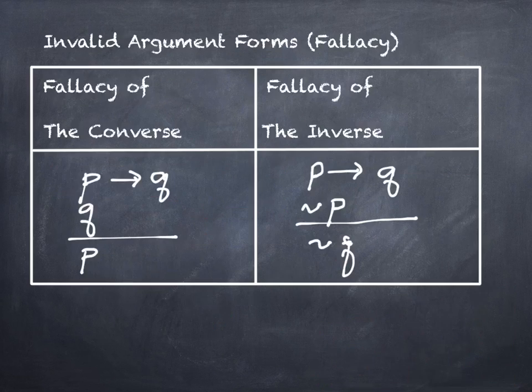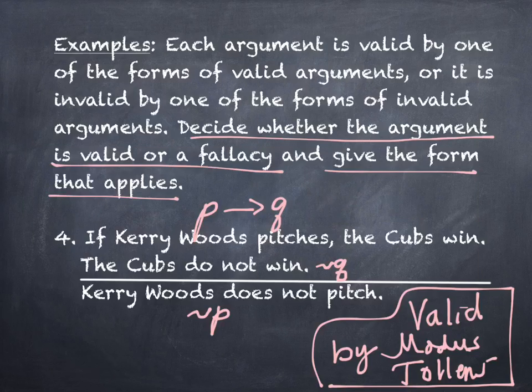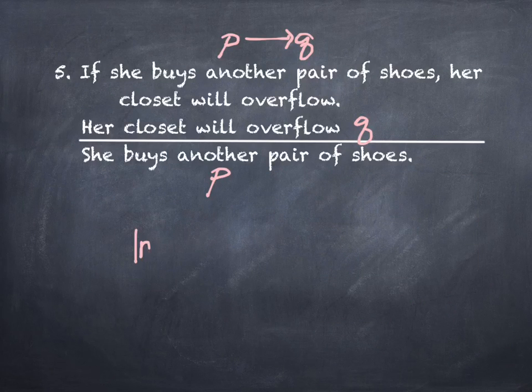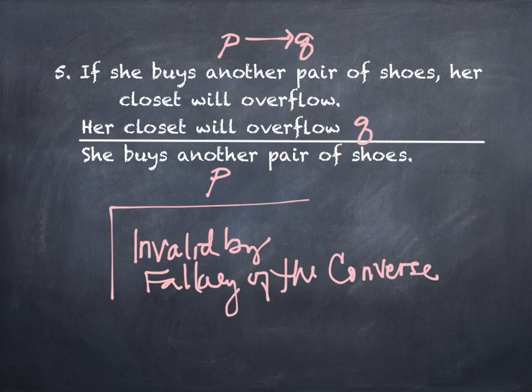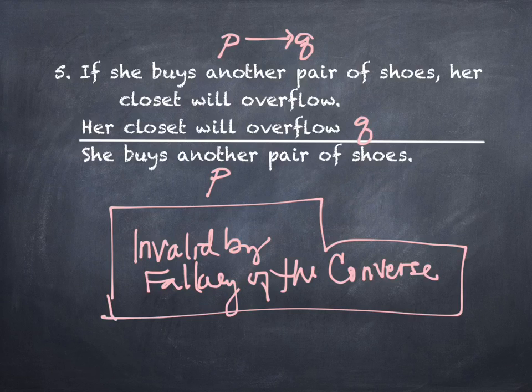And if we're matching that up, that actually matches up exactly to the fallacy of the converse. So this is a fallacy, or it is invalid, by the fallacy of the converse. Right? Because in theory, what we're saying on this particular one is the closet overflows, but maybe it wasn't because she bought another pair of shoes. Maybe she bought two more coats or something like that, and now the closet's overflowing. And that's actually what you're seeing happen here when you're doing the fallacy of the converse.